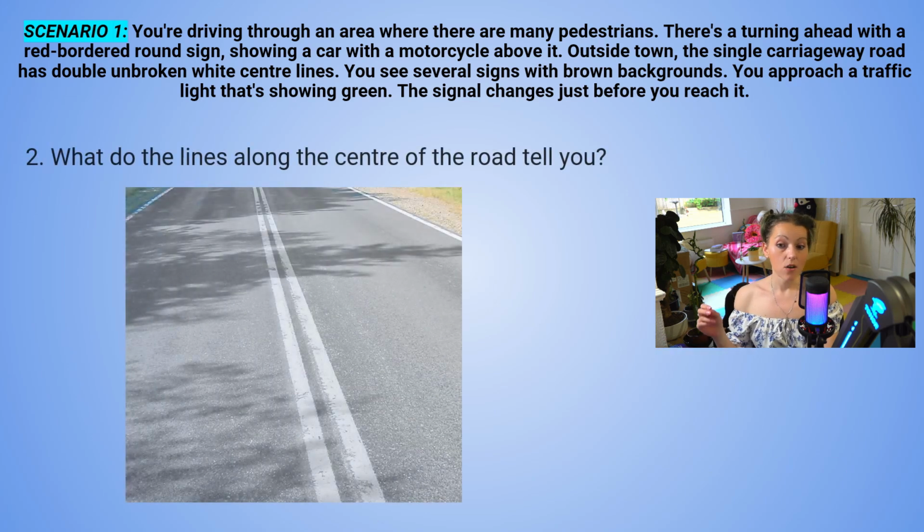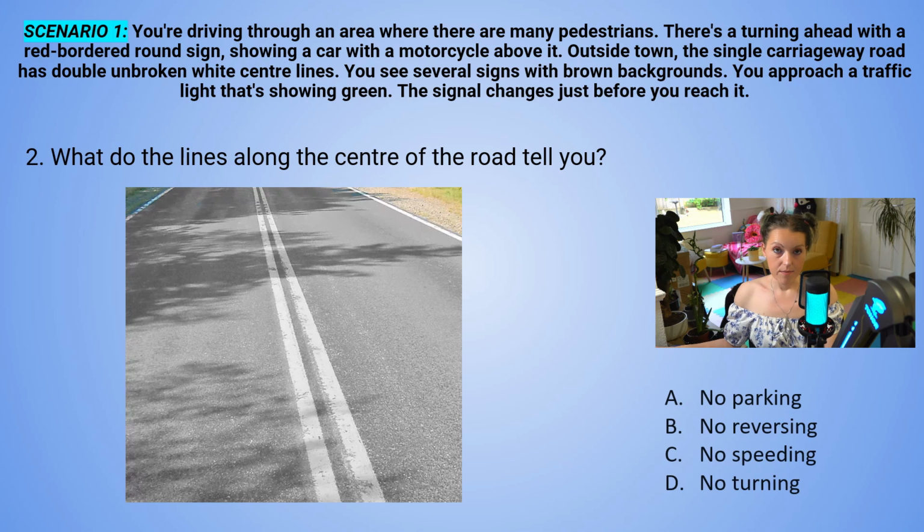What do the lines along the center of the road tell you? So remember that outside town, the single carriageway road has double unbroken white center lines. So what do the lines tell you? A. No parking. B. No reversing. C. No speeding. Or D. No turning. And the correct answer is A. No parking. Next question.